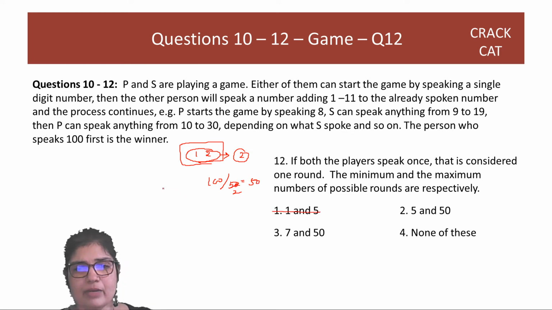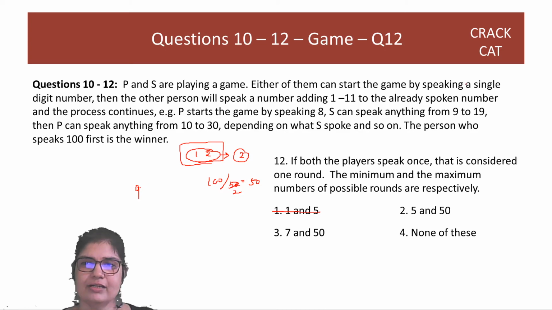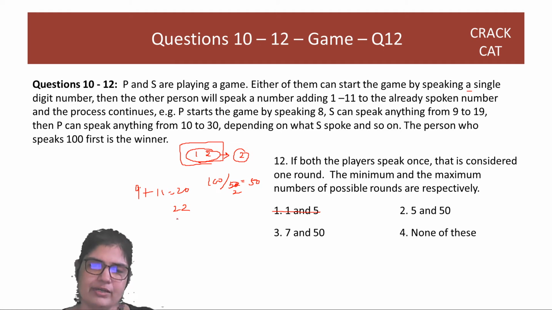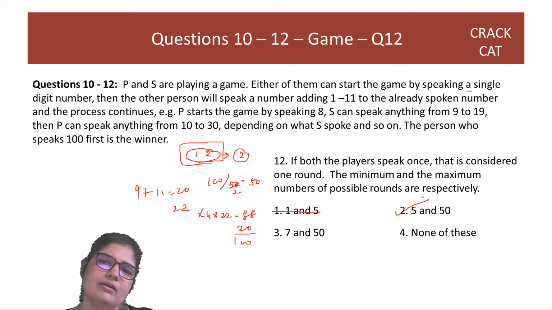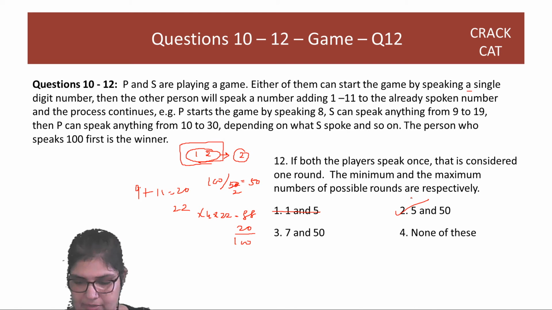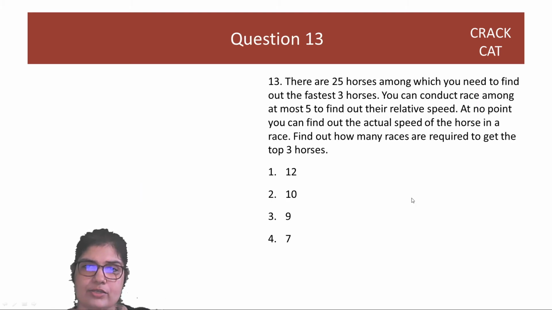Now to find the minimum rounds, if I want to reach 100 quickly, then I start with 9 because you have to start with a single digit number. And then the highest is 11, so I move with respect to 20. After which we can move in multiples of 22. We will reach 100 quickly. So 4 rounds of 22, which will be 88, plus this 20 will let me cross 100. So totally 5 rounds. Minimum rounds are 5 and maximum rounds are 50. Great. Let's look at question 13.